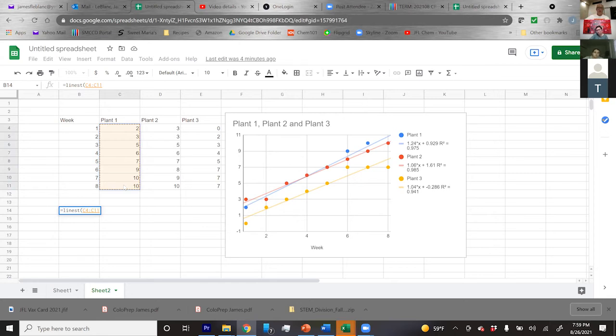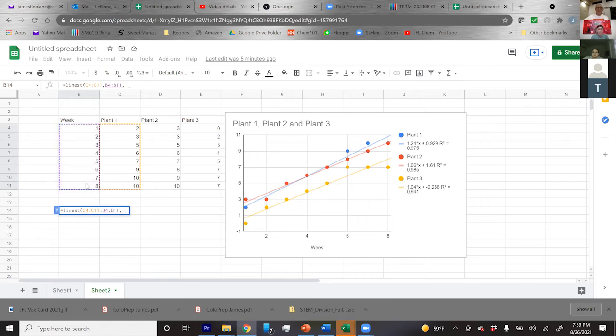Then I put a comma, and then I tell it where my x data is, and that's the week. And I just scroll all the way down and say that's where my x data is. Now make sure you get the same number of points. If you don't, it's going to screw things up. But you'll have all week to practice. I also put a video in how to do this, so in case you don't understand what I'm doing, maybe somebody else doing it can help too.